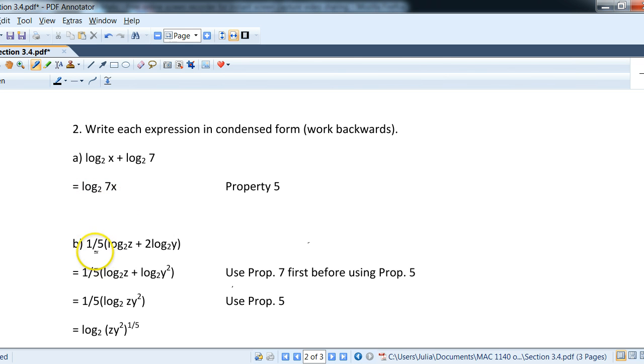What about something more complicated, such as 1/5 of log base 2 of z plus 2 log base 2 of y? Well, the first step, since we're working backwards, may be to bring up the exponents. So this 2 becomes y squared. Then we can combine this plus as a product, log base 2 of zy squared. And the last one, this 1/5, we'll leave to the end, because that can now come up as the exponent of 1/5. And we can leave it like this, or we can rewrite it as the 5th radical.